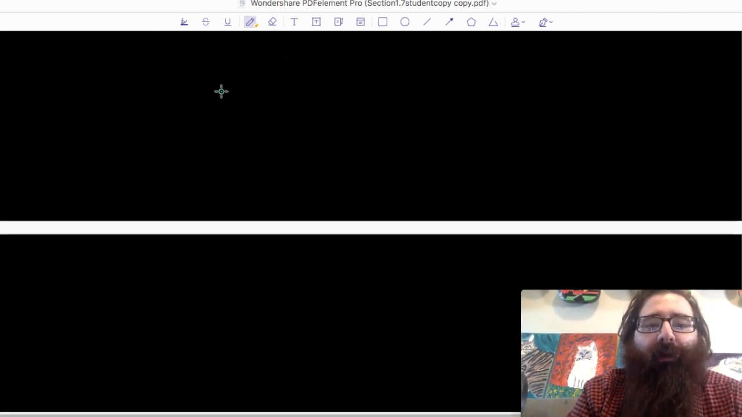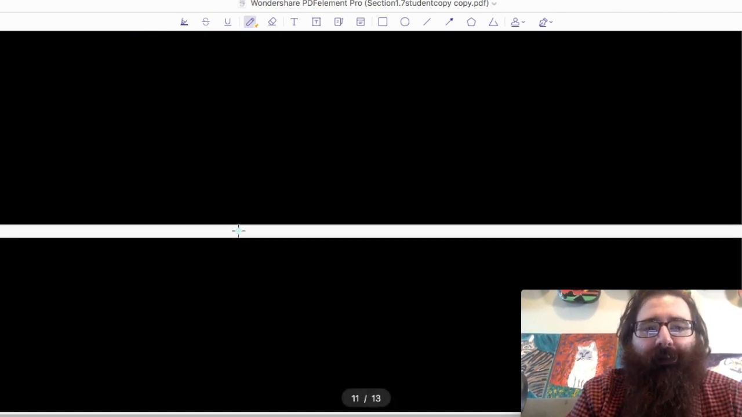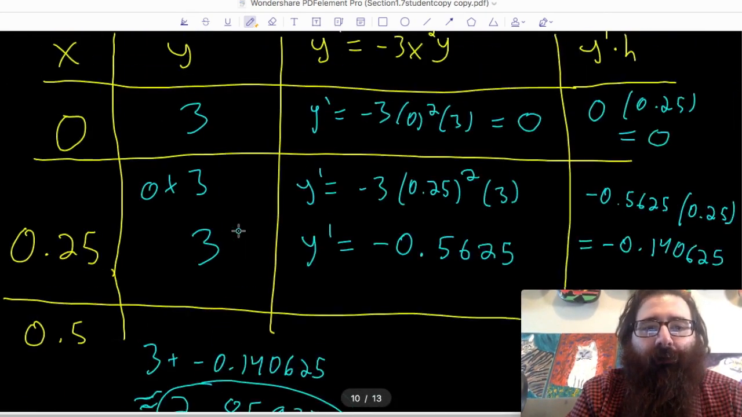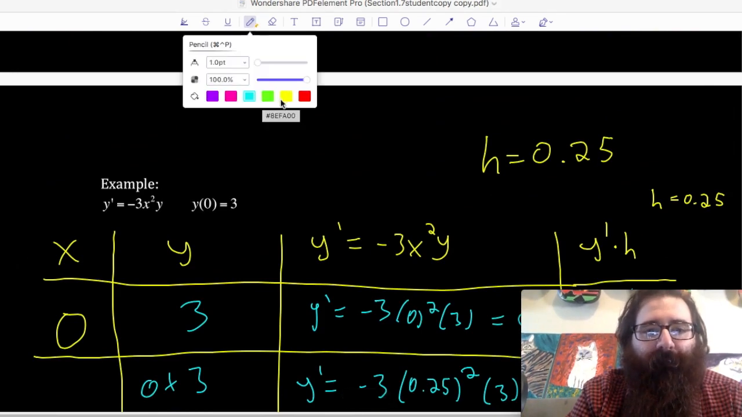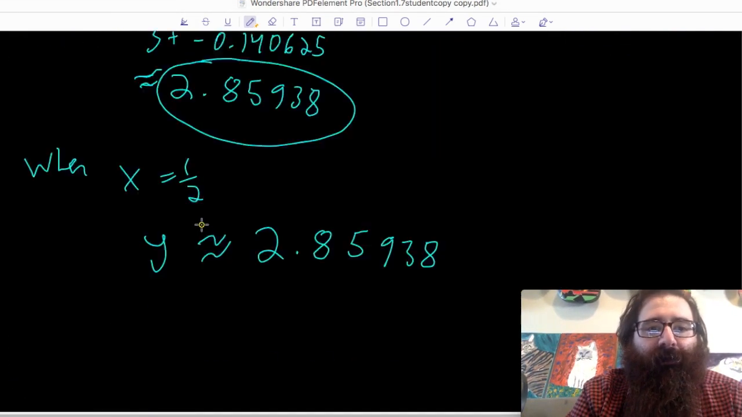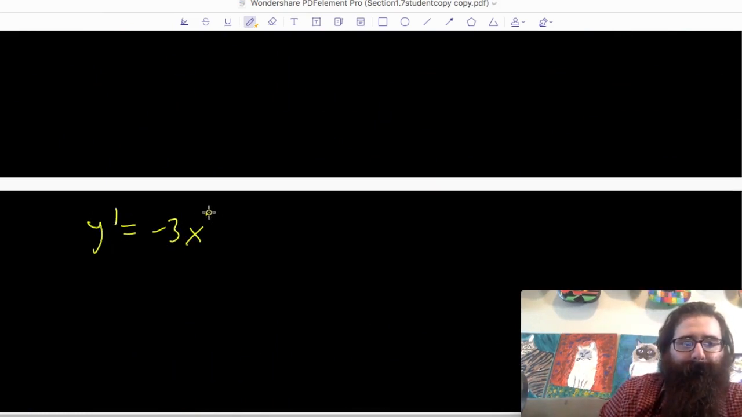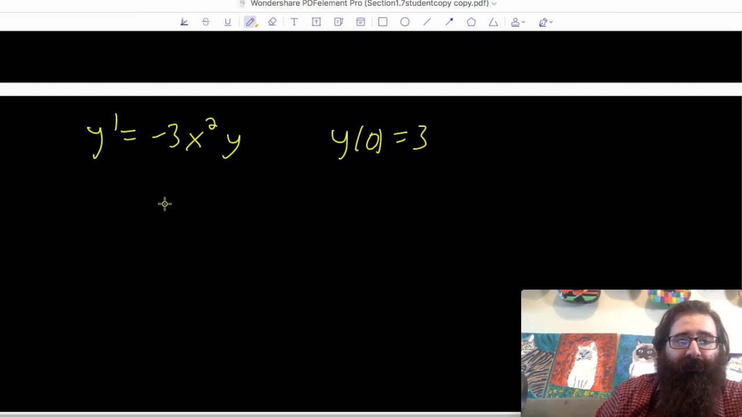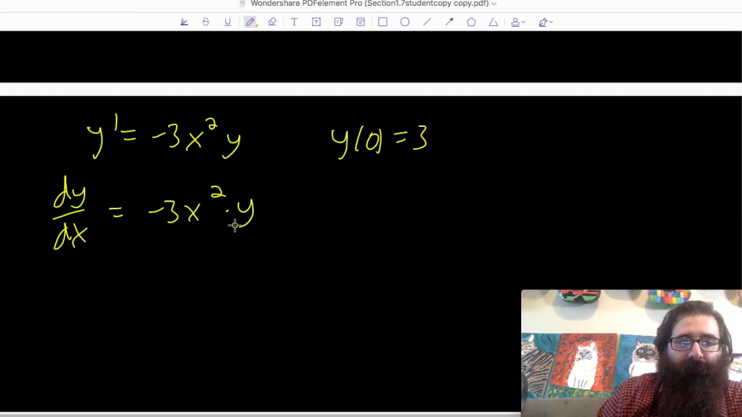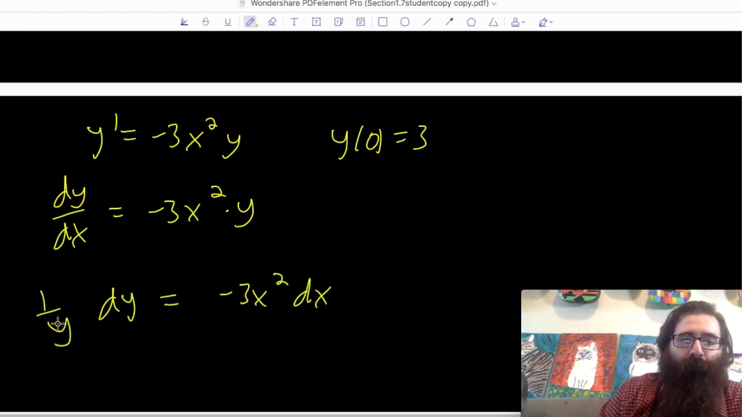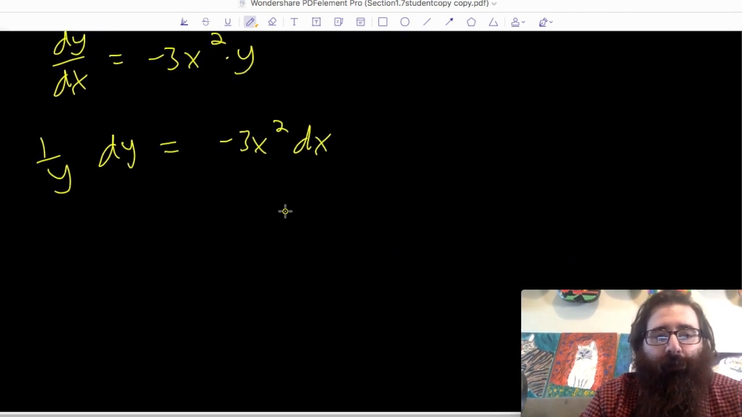But let's go down here to this extra space that I have, and let's actually solve the differential equation and see what the exact value is. So y prime is negative 3x squared y, and y of 0 equals 3. This is great for the separation technique. So I would rewrite y prime as dy/dx is negative 3x squared times y. I would multiply the dx over and divide the y over. So 1 over y dy equals negative 3x squared dx.